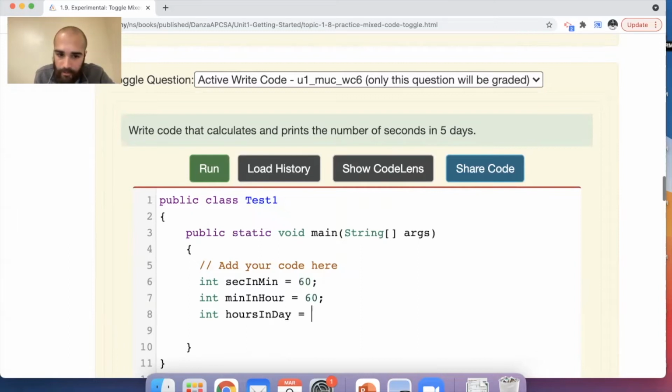You could call them hours. I'm just saying hours in day to make them more specific. Number of hours in a day is 24. I almost wrote 12. And then I'll just write this. I don't need to write this, but I'll just say num days is 5.